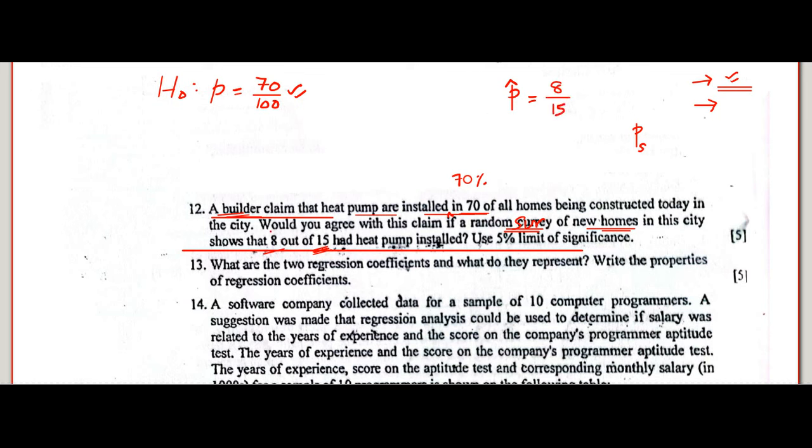And what are we trying to prove? Will you agree with the claim? So basically we have to prove whether the claim is correct or not. So equal or not equal to. So that means it is a two-tailed test. It is a two-tailed test. Okay, that's it. You have to use the test of proportion.